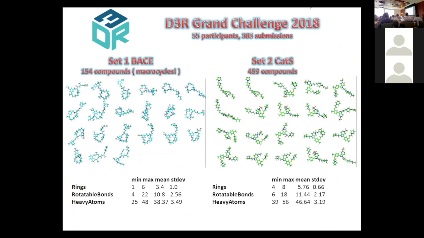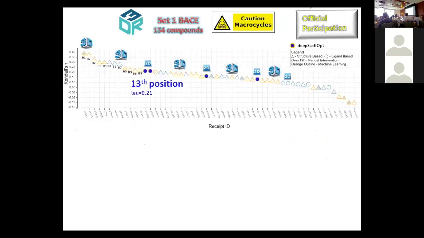But let's go now to the D3R challenge, the recent one. In this challenge, we had two datasets, the one for BACE with 154 molecules, and one for cathepsin with 459 molecules, the largest I've ever seen. Both datasets contain molecules which have many heavy atoms, many rotatable bonds, as you see on the bottom, and many rings. However, the first dataset contains macrocycles, which makes the properties of these molecules different, as I will show you in later slides. And these are the official results, first from the BACE dataset with the macrocycles.